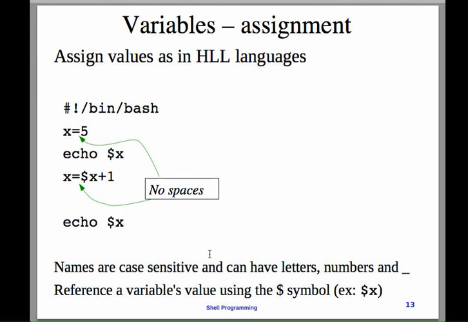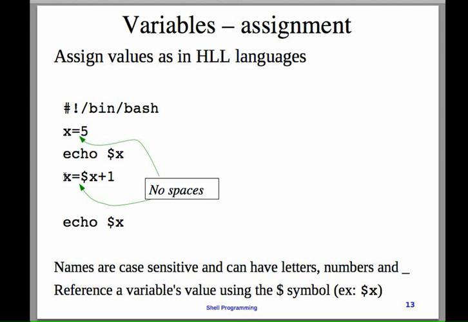So once again, when you assign values, it works just like in high-level languages. You use the assignment operator. However, there are no spaces. If you put in a space, everything gets messed up. So you can try this. Set up a script like this, put in a space, x space equals space 5, and you will see that this will cause a lot of problems. So no spaces, x=5. Without any spaces, that works.